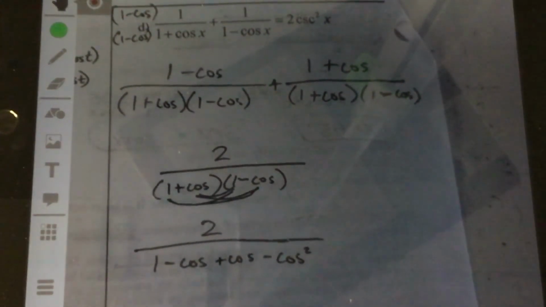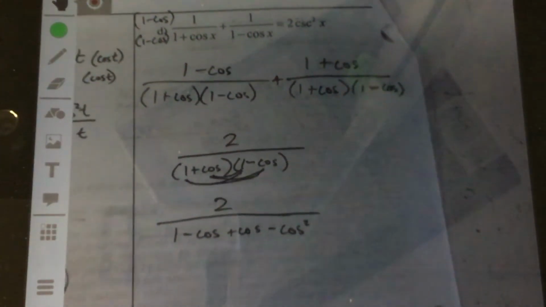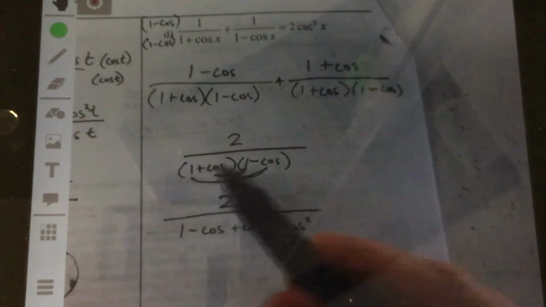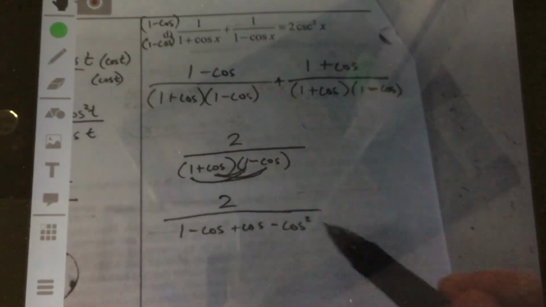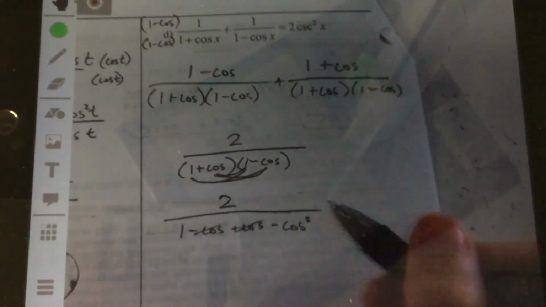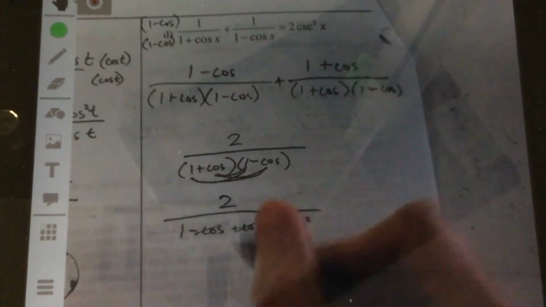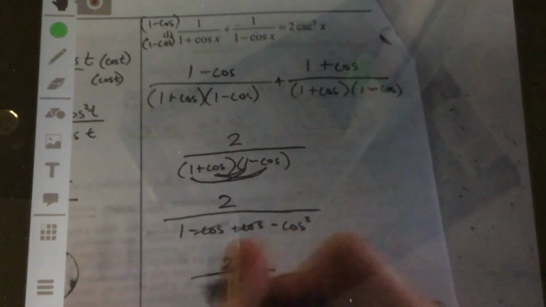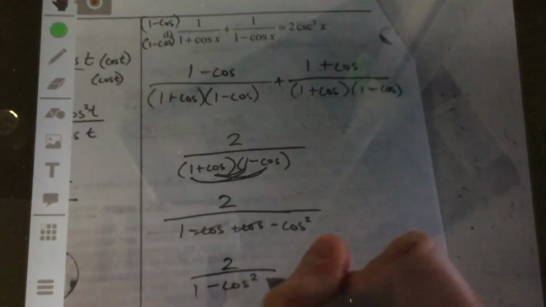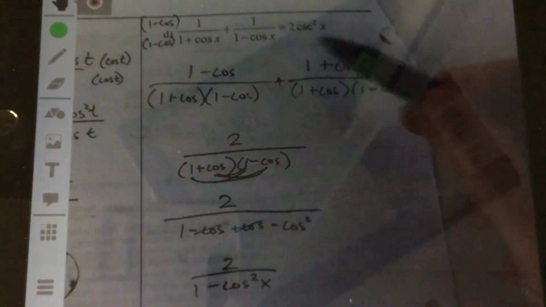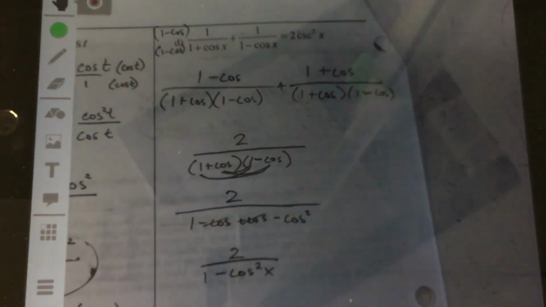So this might remind you of that first problem we did at the beginning of yesterday's video where we distributed 1 plus sine and 1 minus sine. Distributed to something like this. These cancel out, negative cosine, positive cosine. So now you have 2 on the top, 1 minus cosine squared on the bottom. And then you might start to see how you're going to get that to be 2 cosecant squared of x.